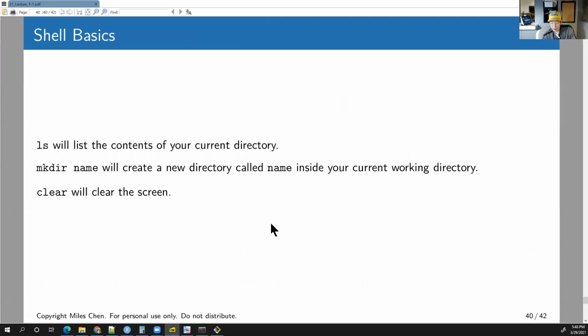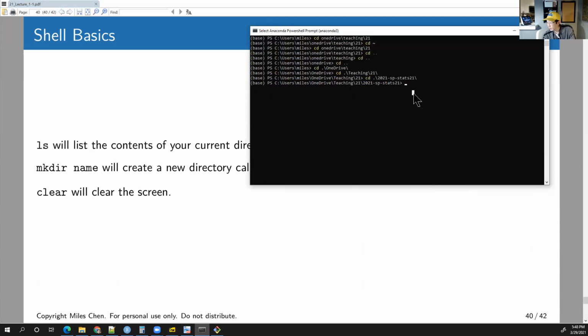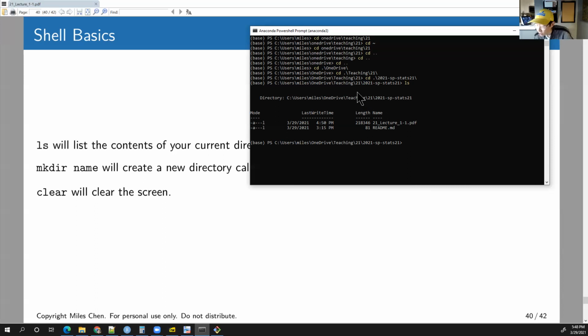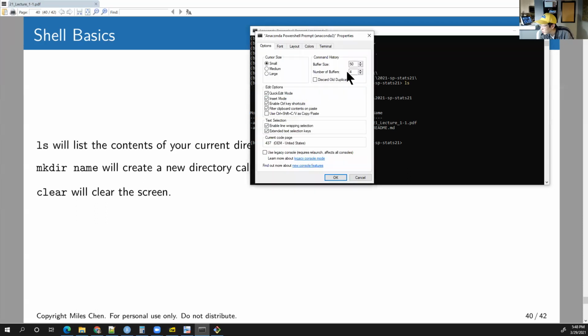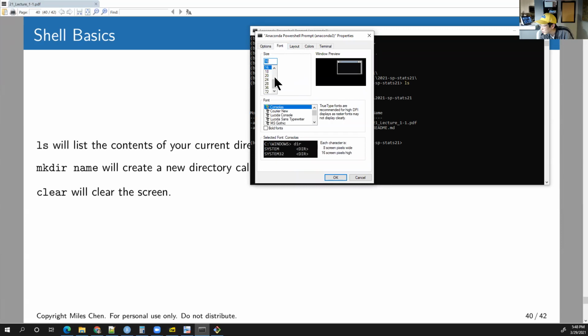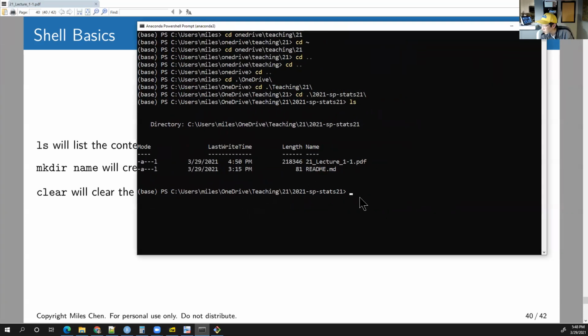Okay, other things is once you're inside a directory, you can use ls to list off the contents of the directory. Oh, it says, is it possible to make the font size bigger? Okay, sure.